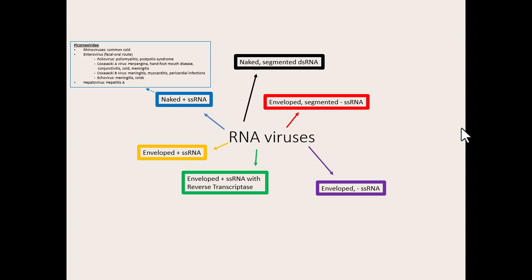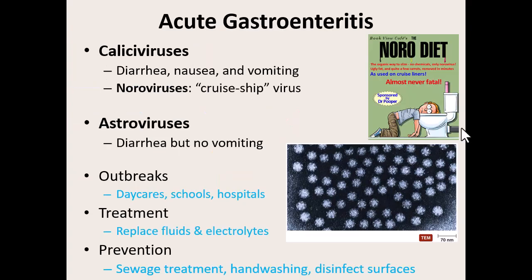So working our way through our blue, naked, positive sense single-stranded RNA, we got through the Picornaviridae family, hence it's a big list up there. We got through all of those. Now we're going to move on to the Caliciviridae and the Astroviridae, which we group right together. We group them together because of their distinct shape. They look a little bit more star-like.